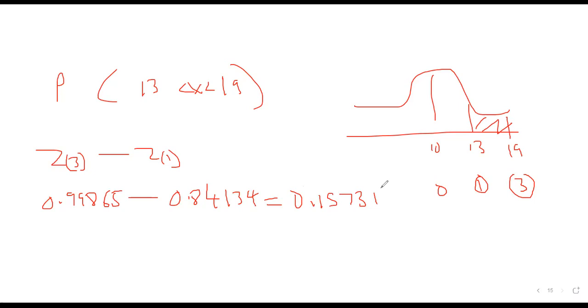Where did you get the 3 and 1? Where did I get the what? The 3 and 1. When you standardize, it's 13, so 13 will be what? 13 minus 10 over 3. And 19 minus 10 over 3, which is 3. So that's why we get them.